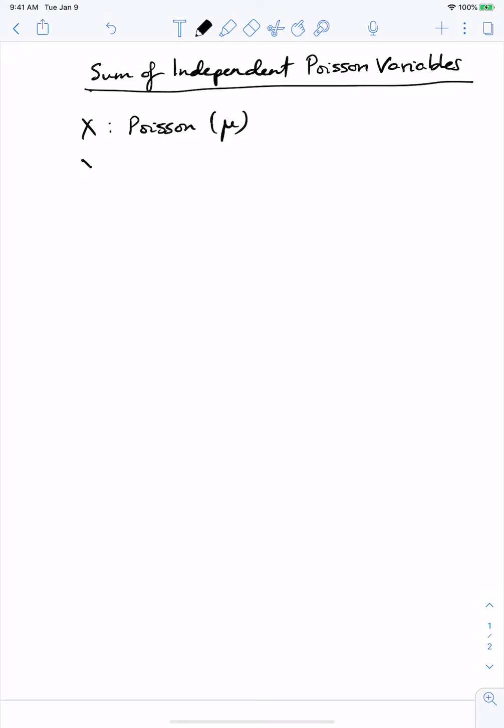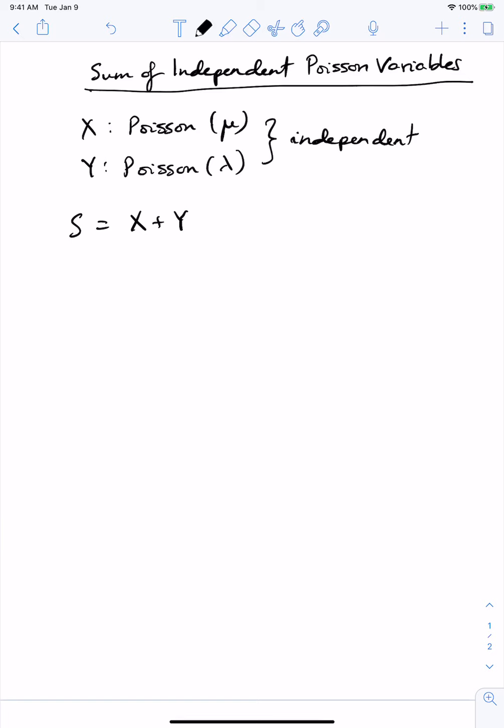And now we'll take another one. Y is Poisson with a possibly different parameter lambda. And we'll assume that these two are independent. Let S be their sum. And let's see if we can find the distribution of S.